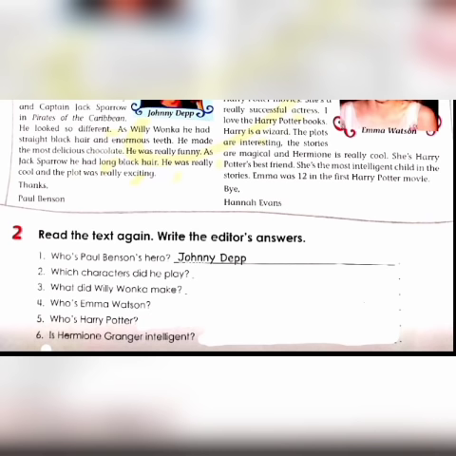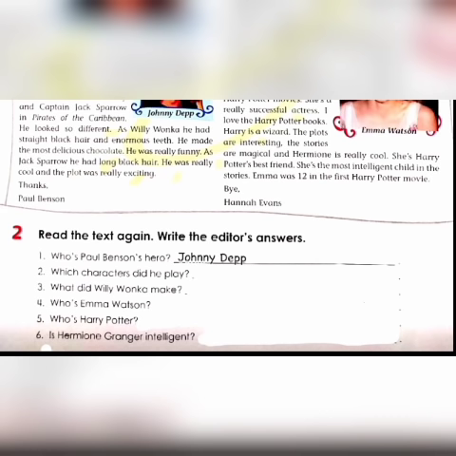Number 3, what did Willy Wonka make? Here, if you pay attention, the question is in the past, which means the verb we are going to use also in the past. So what is the past of make? Of course, it's made. So here you say he made, and you finish your answer, from the first letter. Question 4, who's Emma Watson? So who is she? From the second letter, you write the answer. Then number 5, who's Harry Potter? Who is he? Is he a doctor, or what? So also from the second letter.